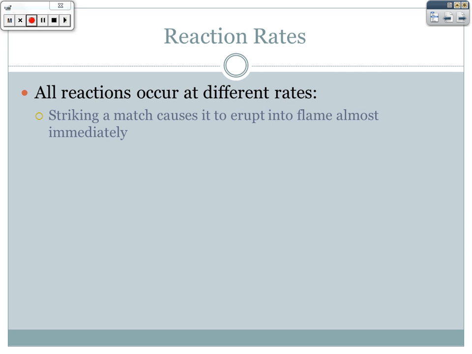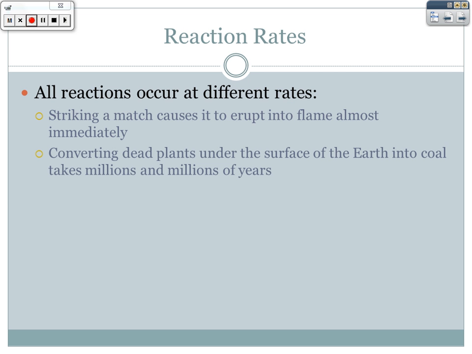For example, striking a match causes it to erupt into flame almost immediately. There's no real delay, it's almost immediate, whereas converting dead plants under the surface of the earth into coal takes millions and millions of years. So every reaction that you're looking at has a different timeline or a different rate that it occurs in.